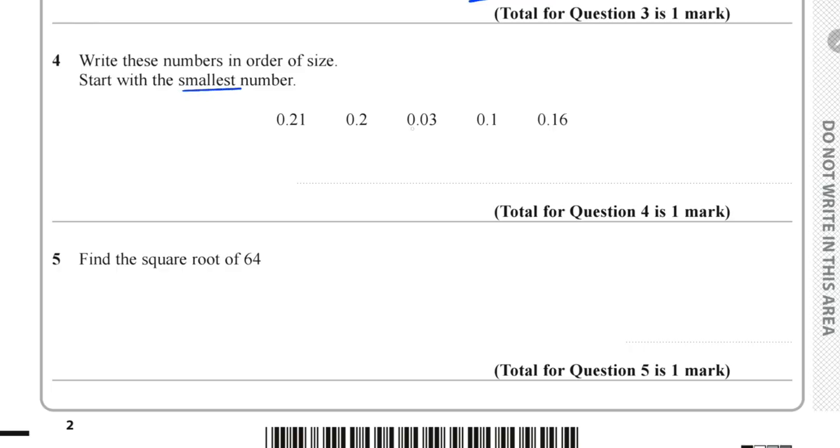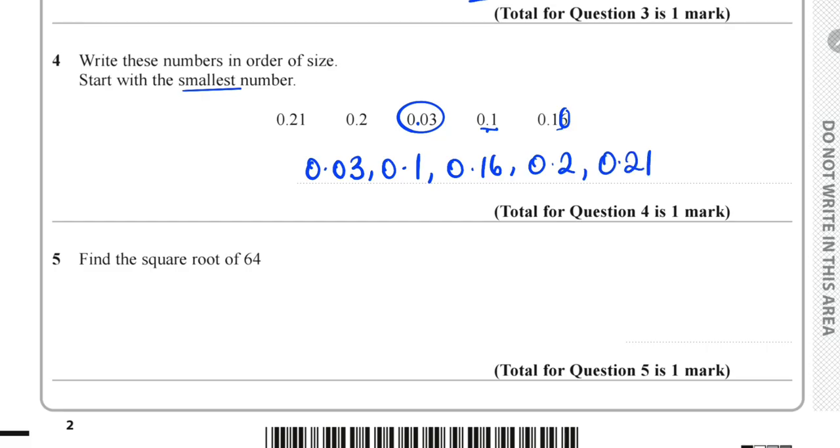Okay, now if you check in all these numbers, this is 0.0. So the next number after the decimal point, because all of them have the same thing before the decimal point, is 0. So therefore, the smallest is 0.03. Now, the next is actually 0.1. Why? Because it has 1. This has 1 too, but it has another number, which is 6. So this is actually smaller compared to 0.16. So we are going to have 0.1, then followed by 0.16, then followed by 0.2, then we have 0.21. So this is the arrangement.